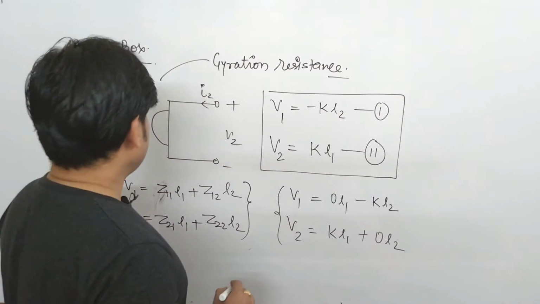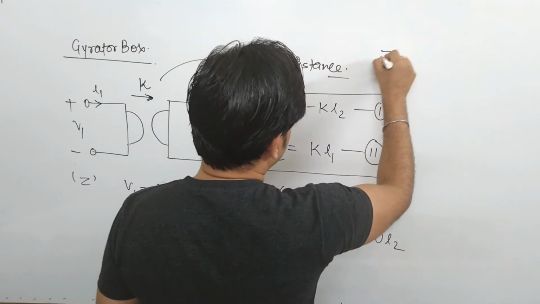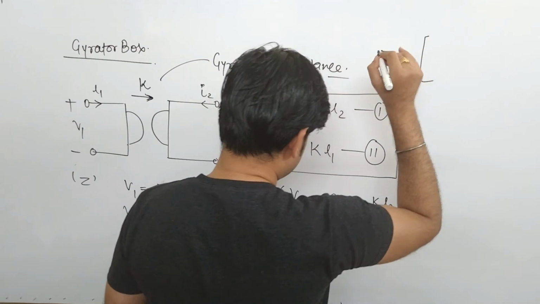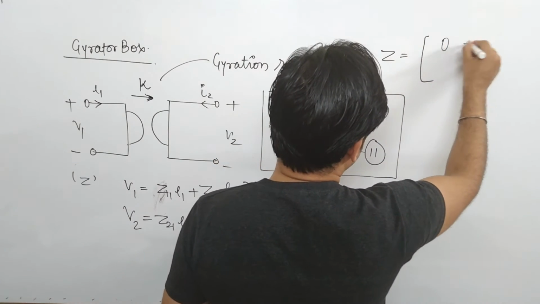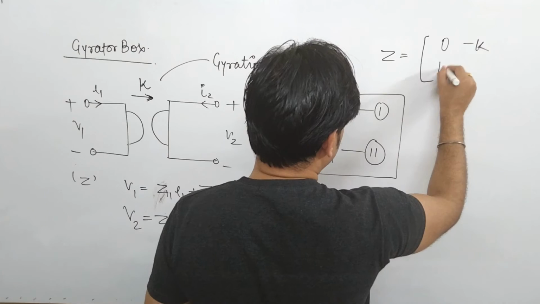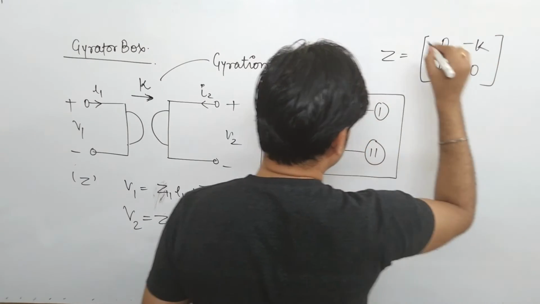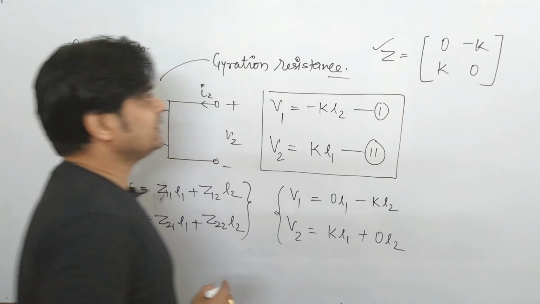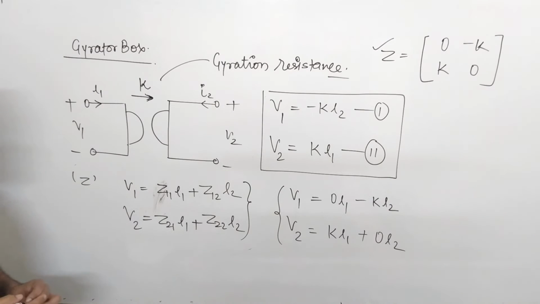So from here, if you compare with the equation for a two-port network, can you write directly the Z matrix as 0, minus K, K, 0? Yes, so this is the Z matrix for the gyrator box. Very important. This matrix is very important because you will find the question used to come. So this is the Z matrix for the gyrator box.